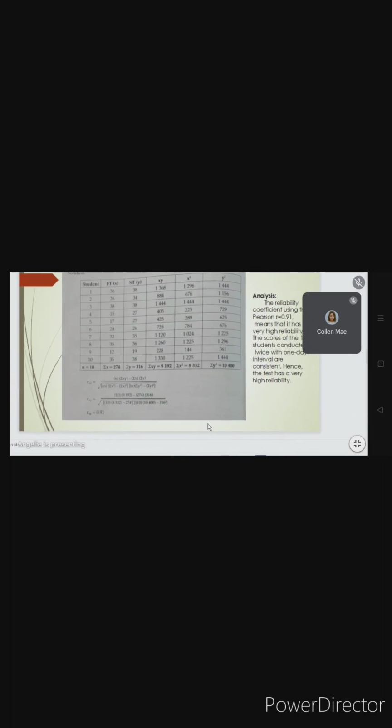So the formula is r xy equals n summation of xy minus summation of x times summation of y, over the square root of the bracket n summation of x squared minus summation of x, squared, close bracket, times the bracket n summation of y squared minus summation of y, squared, close bracket. Then we continue down.